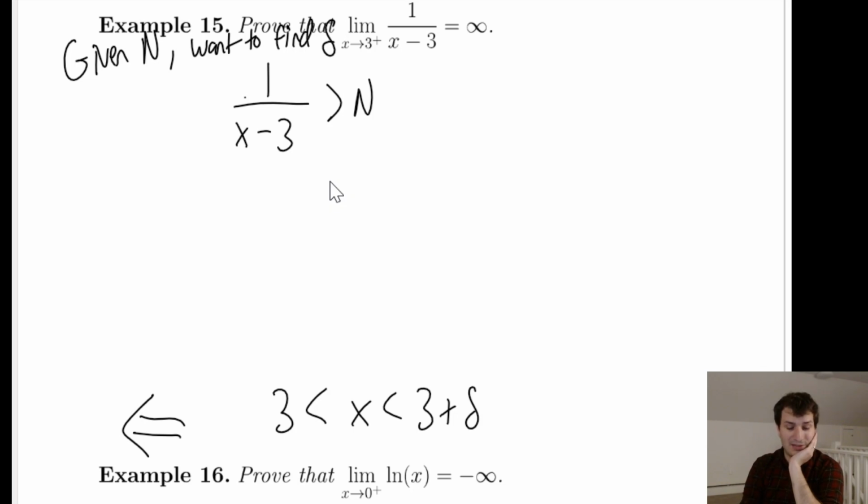Okay, so I start out with 1 over x minus 3 and an n, and I want to get to an x. Why don't I do the reciprocal of both sides? Can I do the reciprocal of both sides? Are both sides positive?